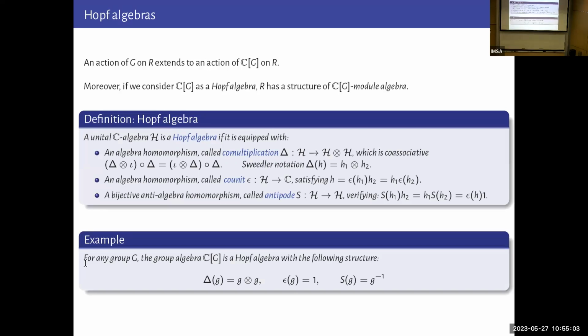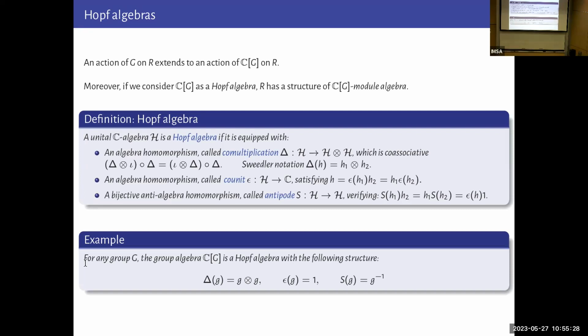So what is a Hopf algebra? I will speak about Hopf algebras. A unital complex algebra H is a Hopf algebra if it is equipped with, first, an algebra homomorphism, the comultiplication Δ from H to the tensor product of H with itself. And this comultiplication must be co-associative.